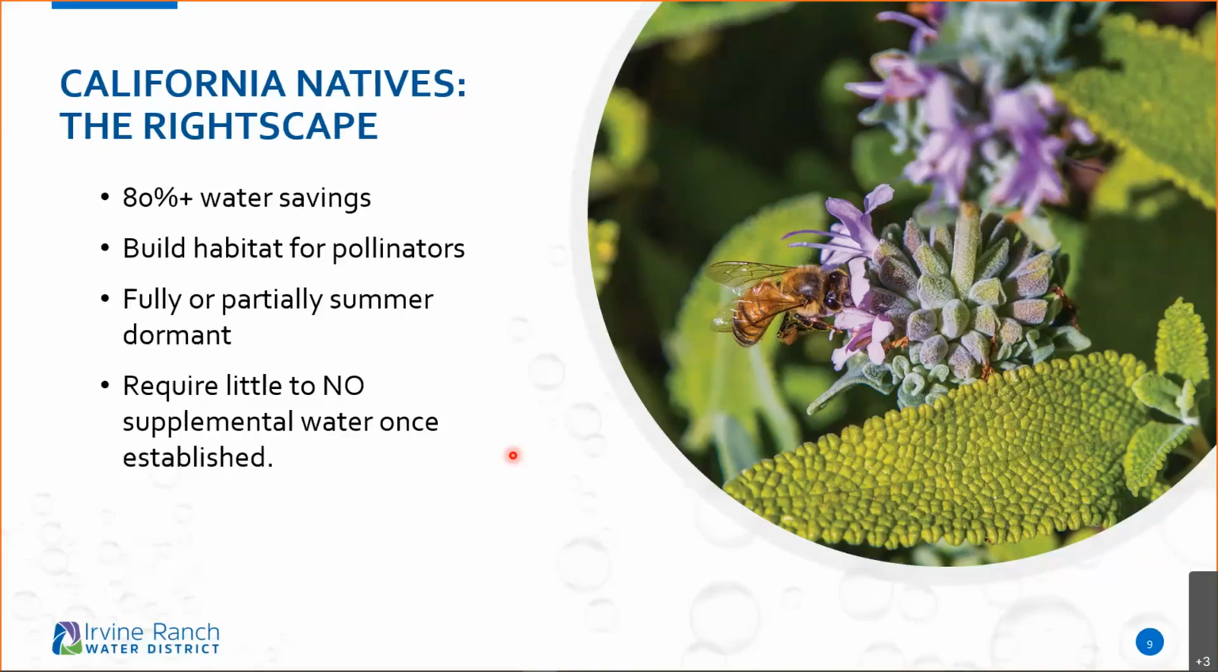Fully or partially summer dormant. That's great to hear about California native plants. Once again, they're adapted to our beautiful state climate, and they know when it starts to get warmer, they start to slow down as far as water use goes. And once they're established, they require little or no supplemental water. Once again, you can have a beautiful, beautiful green garden throughout the year with very, very little water use, which also depends on what you choose to put out there.